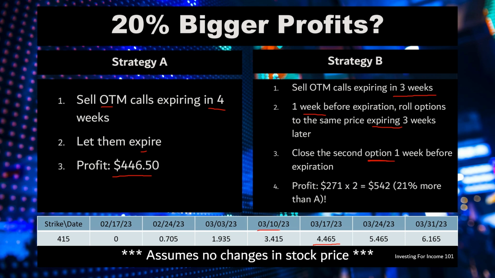So this also takes 4 weeks, but if you look at the profits, an option 3 weeks before expiration, that's here, and that's $3.40 for the contract. And when we buy it back, that's 70 cents. So altogether, that's $2.70, right? So for 100 shares, that would be $271. But we do it twice, so we multiply by 2. So the profit is $542. Compared to 446, that's 21% more.